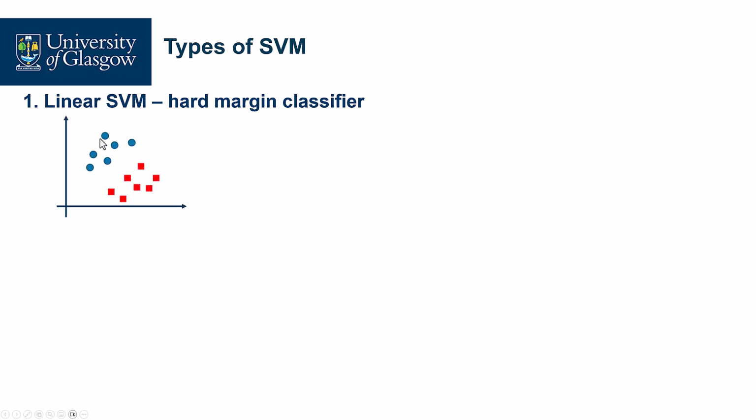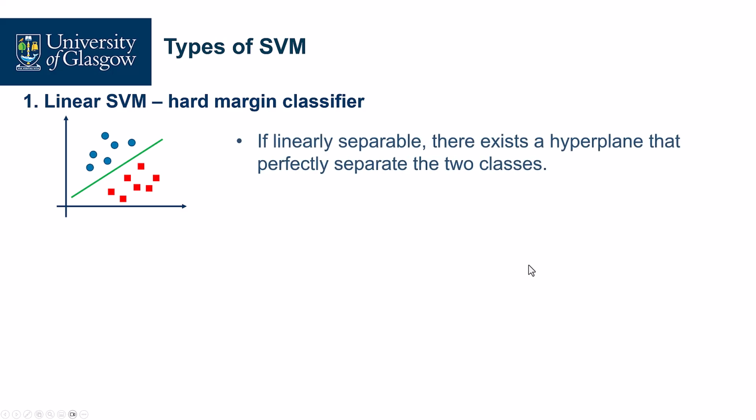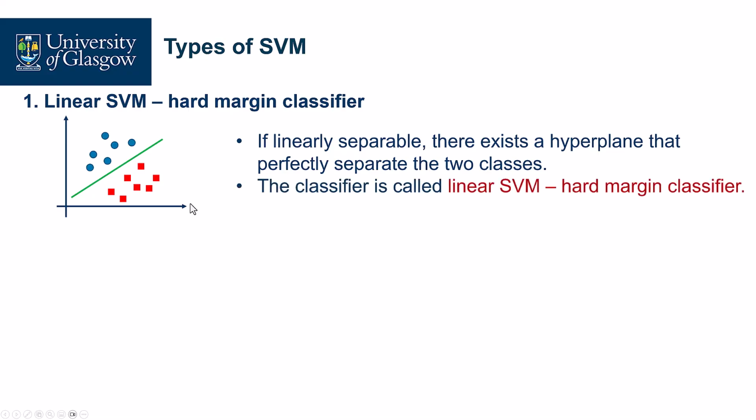As we can see in this data distribution, we can have a hyperplane to perfectly separate the two classes because this is linearly separable, right? So this one is the simplest one. We call it a linear SVM hard margin classifier. However, in the real world, most data are not linearly separable.